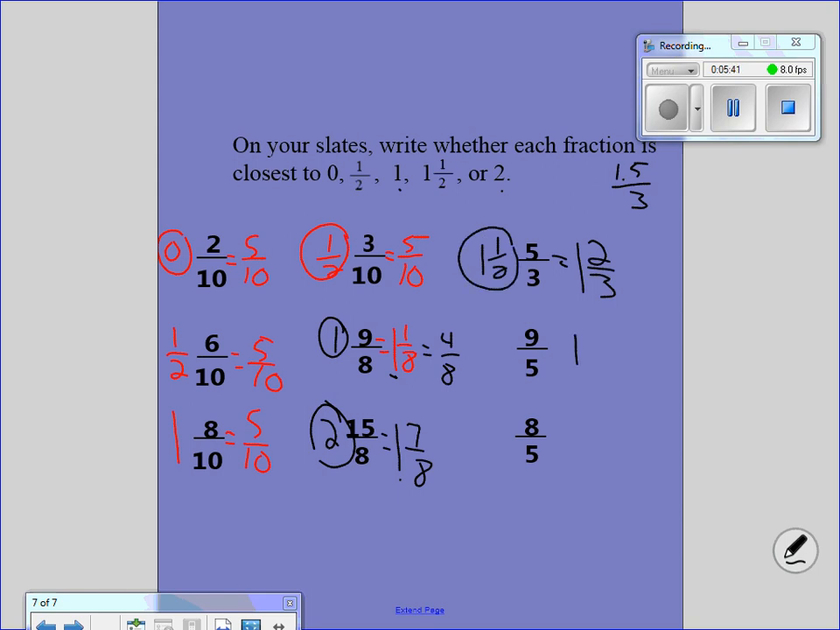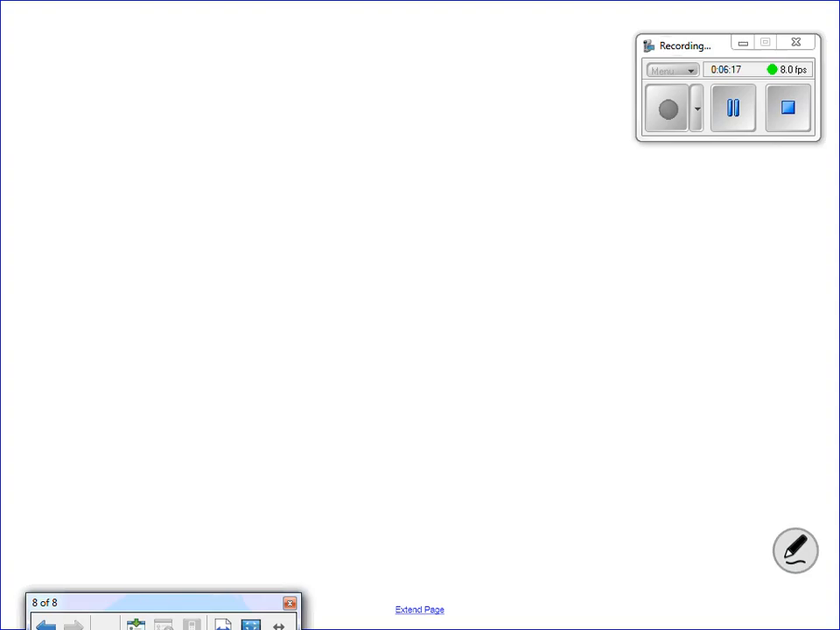9 over 5 would be 1 4/5. That one's easy. It's closer to 2. 8/5 is 1 3/5. Okay. That's closer to 1.5. Okay. How do we do? Let's double check all of our work. Perfect, perfect. It looks good, right, kids? Of course, if I made an error today, please talk to me, but let's just keep this in mind. When we're working with our fractions, we are working with common denominators. What's closer to 0, half, 1, 1.5, and 2.